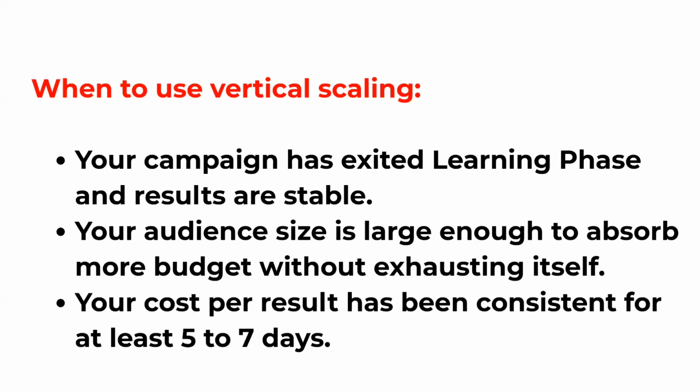So when do you use vertical scaling for your advert? Number one, when your campaign has exited learning phase and the results are stable. Number two, when your audience size is large enough to absorb more budget without exhausting itself. Number three, when your cost per result has been consistent for at least 5 to 7 days. They are just trying to be very minimal here. You can actually leave this advert to run for 14 days so that you have a very solid and stable result. You now know that, okay, when I scale, this advert can handle scaling.